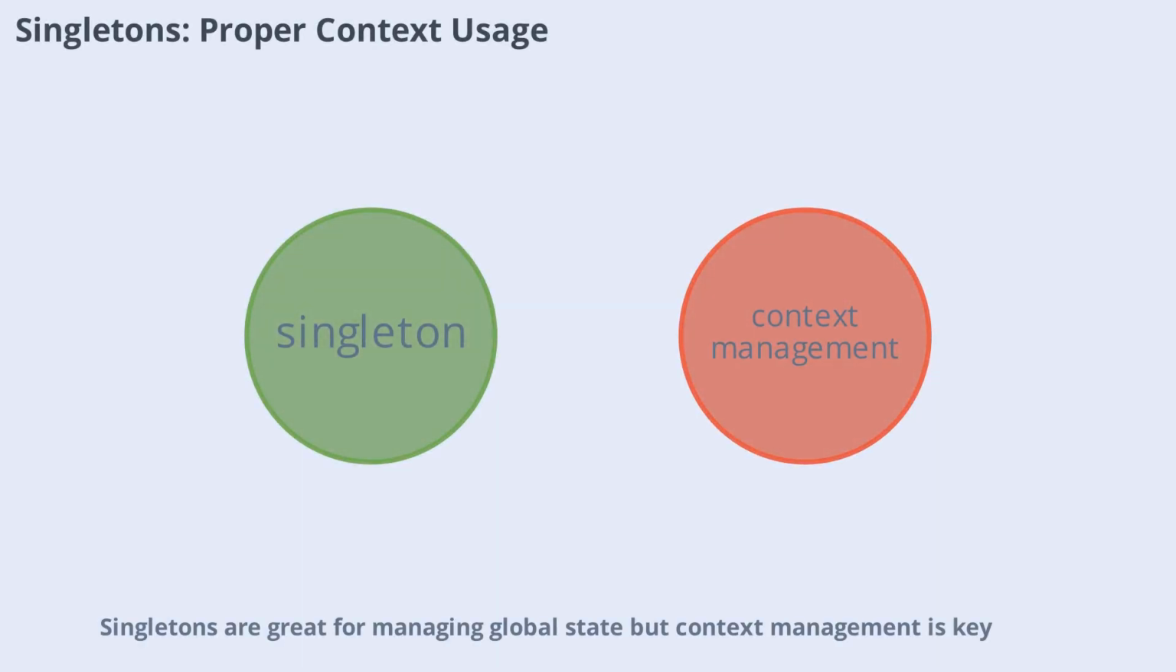Singletons are great for managing global state, but context management is key. Passing activity context to a singleton can cause leaks. Always use application context for singletons. If you must use activity context, ensure it's set to null when the activity is destroyed. This prevents the singleton from holding onto the activity longer than necessary.